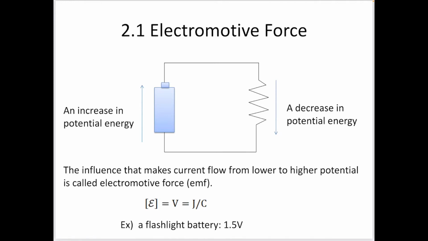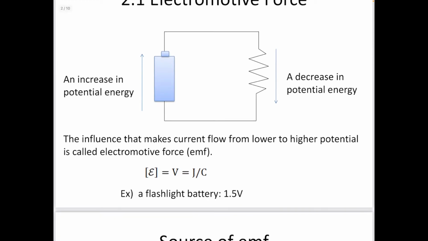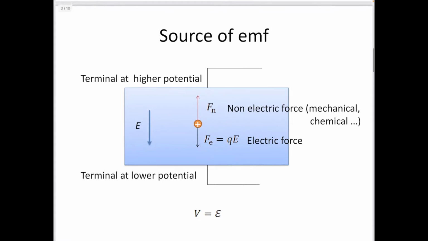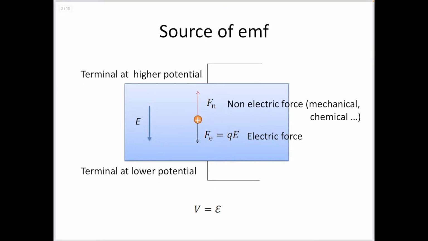The influence that makes current flow from lower to higher potential is called electromotive force, EMF. The unit of EMF is a volt, or joule per coulomb. For example, a flashlight battery is 1.5 volts. Source of EMF.